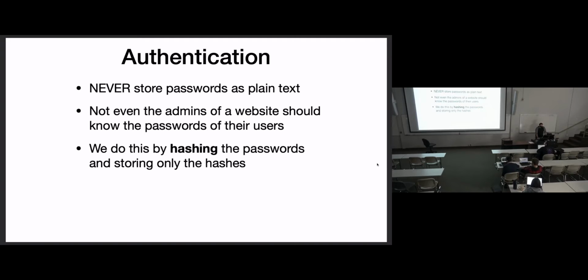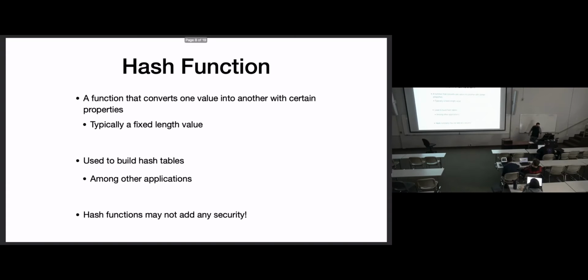So with passwords, we don't want to store these passwords in plain text. Our answer is going to be hashing. We want to hash these things. A hash function is a function that takes in a value and then spits out another value, typically with some properties to it. And often, one of the properties we like with hash functions is fixed length. This is very nice for building hash tables, for example. You want a fixed length value for the buckets in your hash table.